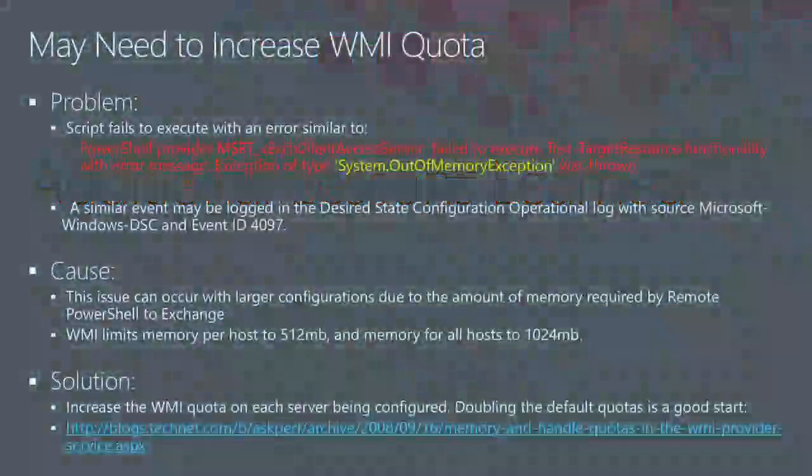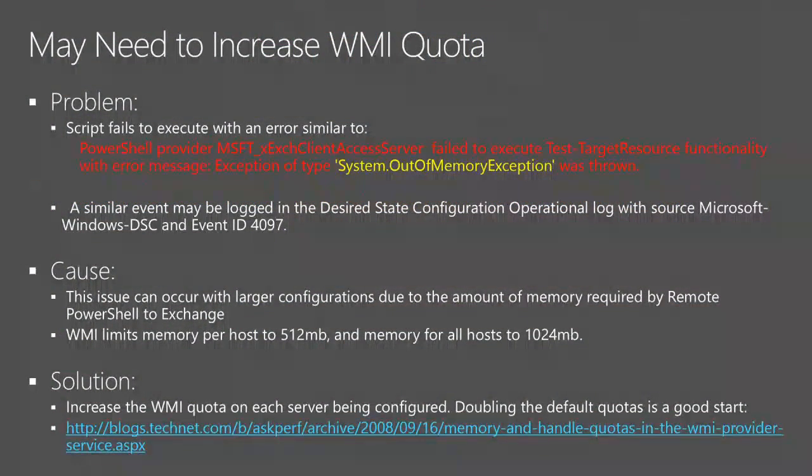One thing that I encountered in my customer's environment, which is fairly large, is that you may need to increase the WMI quota. By default, WMI is limited to 500 megs per process and a gig for all WMI processes. When we were configuring a large number of databases, our remote PowerShell session would get large enough that it would hit that 500 meg quota, and the DSC resource would fail execution with an out-of-memory exception.